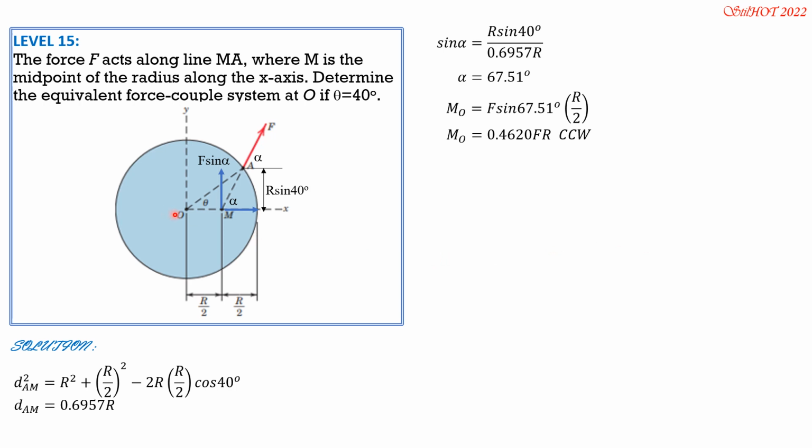The force couple system at O is F at angle alpha with respect to the positive x-axis, where alpha equals 67.51 degrees, and the moment is 0.4620 FR counterclockwise. So that's the force couple system when this system is replaced by a force with the force acting at O.